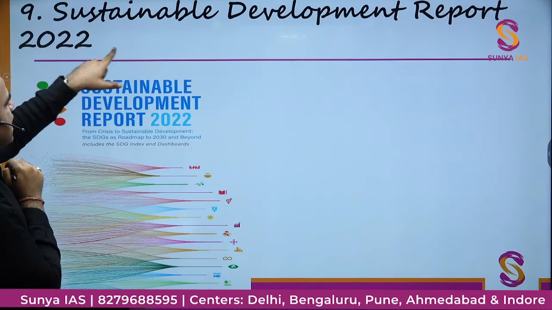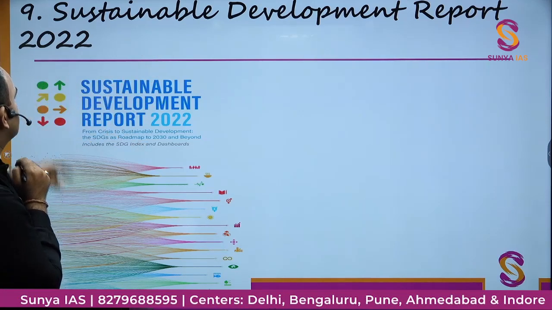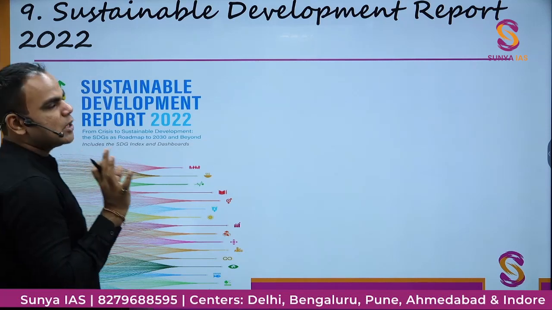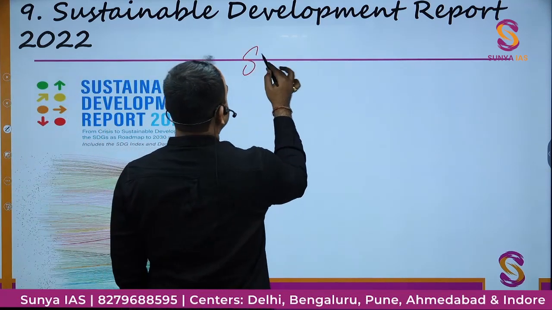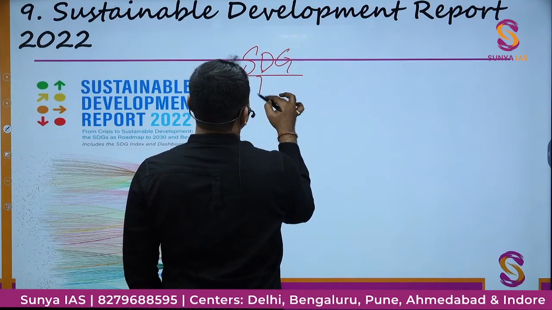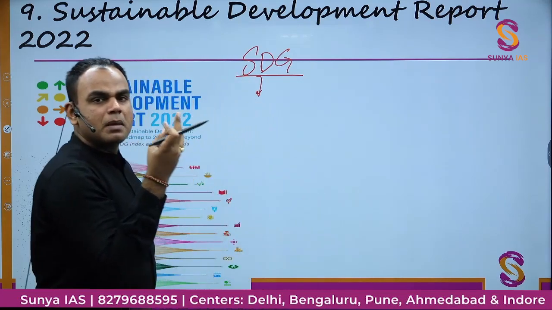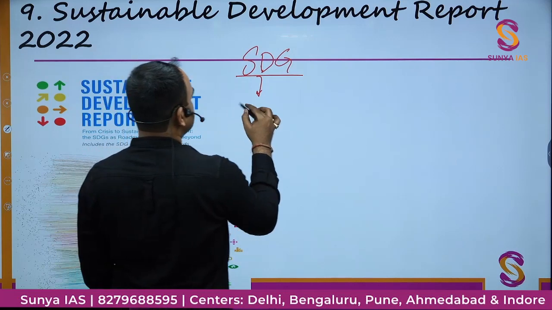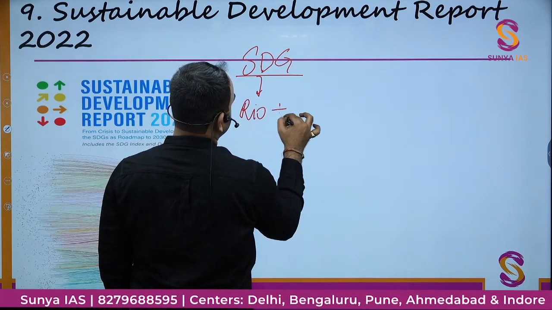Then you have the Sustainable Development Report 2022. Okay, so again this report is important. Why? Because number one, sustainable development as a concept, it should be known to you that SDGs, Sustainable Development Goals, are first of all legally binding, true or not? No, these are not legally binding. Okay, then these were an outcome of the Rio Plus 20 summit.